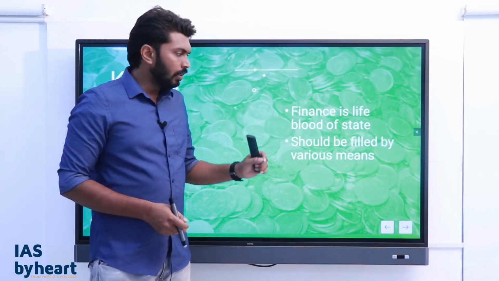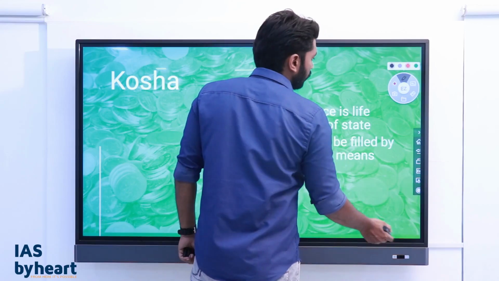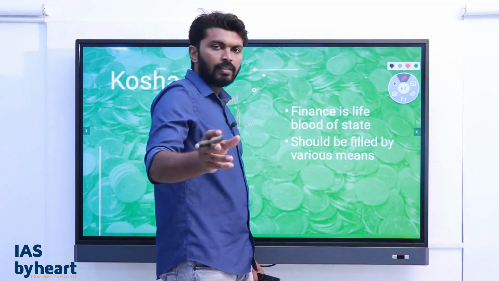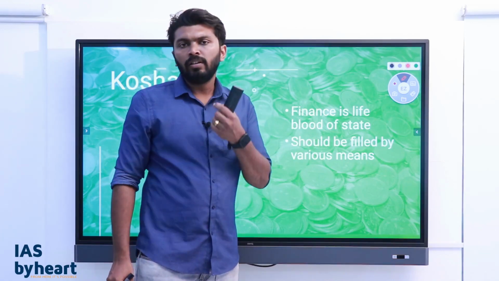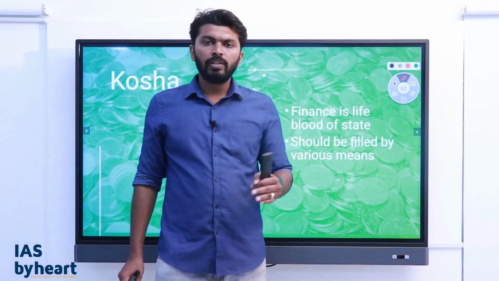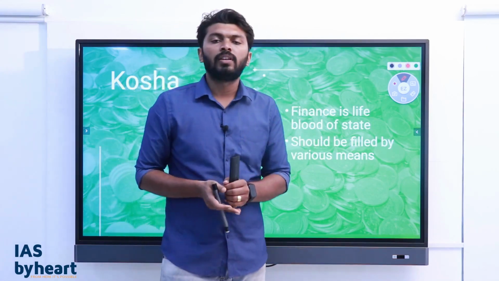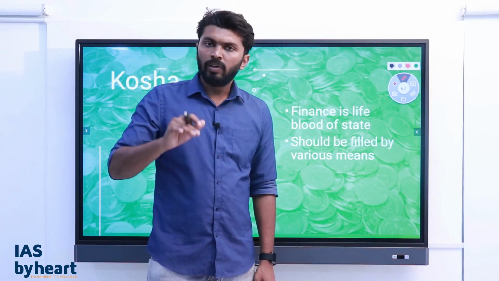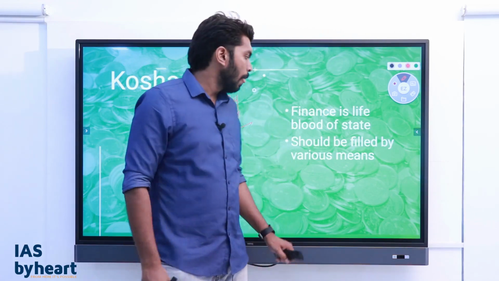So the next important thing is Kosha. Kosha is nothing but the royal treasury. Chanakya says that finance is the lifeblood of any state. You need money for whatever royal activities you carry out, be it a war, be it constructing any infrastructure. For that you need money, your coffers have to be full, the treasury of that state has to be filled with money, with gold, with various valuable gems and metals.